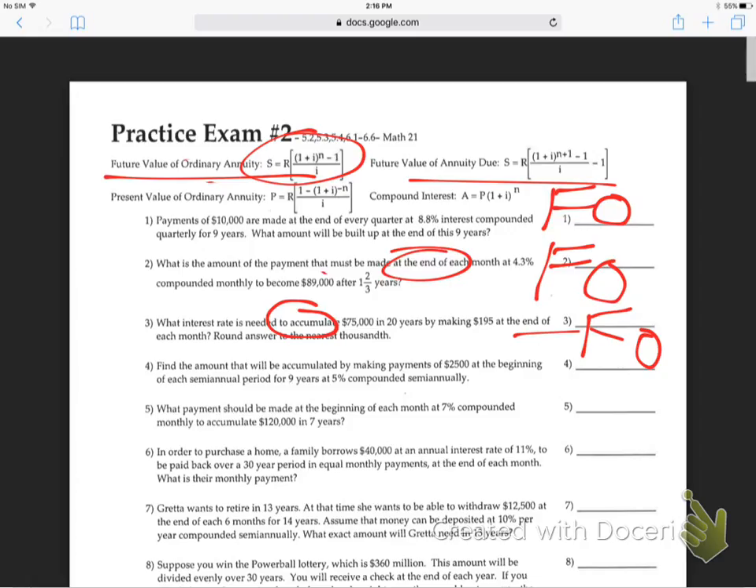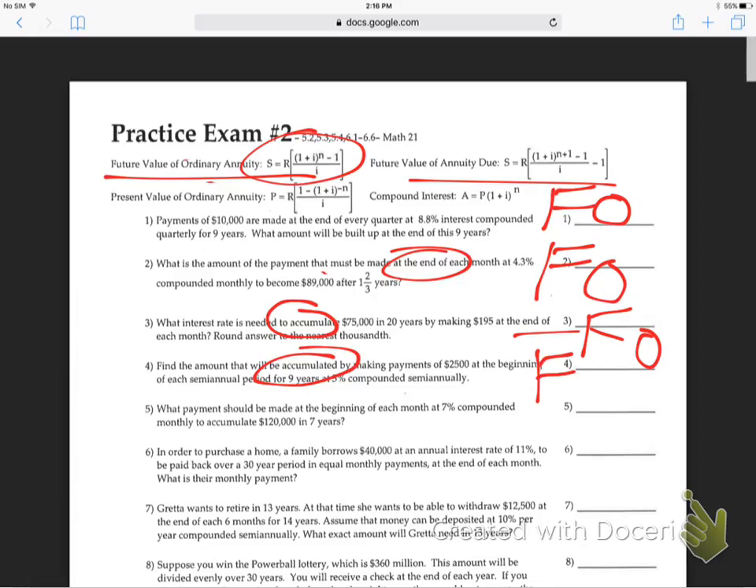Find the amount that will be accumulated. So ask yourself, what are the payments doing? Are they building up for later, or are they coming off a pile now? Where's the pile? Is the pile in the future, or is the pile now? Accumulate again. We're building up for a pile later, so it's future value.